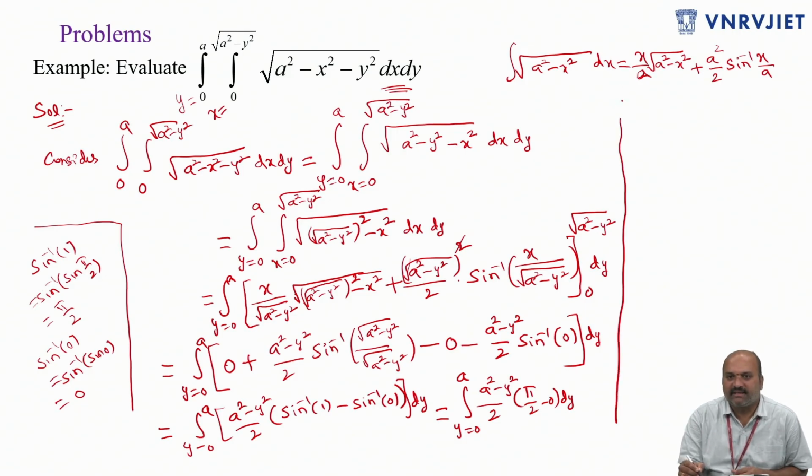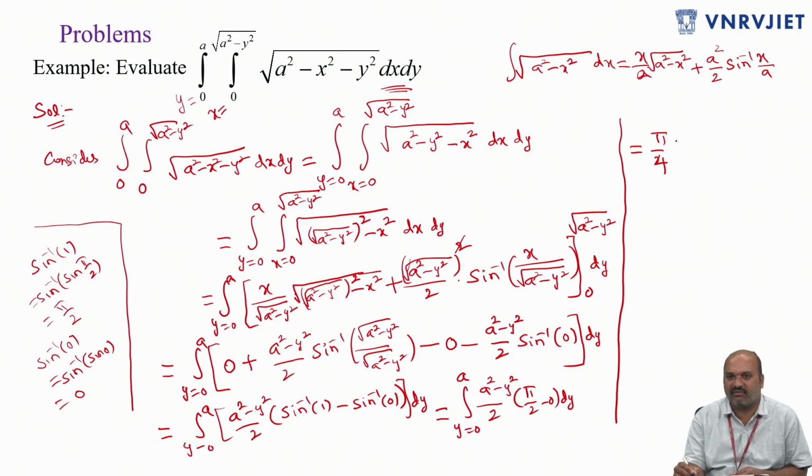Now, see here, this is equal to... Now integrating with respect to y. Pi by 2 minus 0, pi by 2 which is constant can be written outside. Now (a square minus y square) by 2. Let's integrate this one. This 2 also I am writing outside, pi by 4. Okay, (a square minus y square) by 2 into pi by 2 minus 0.